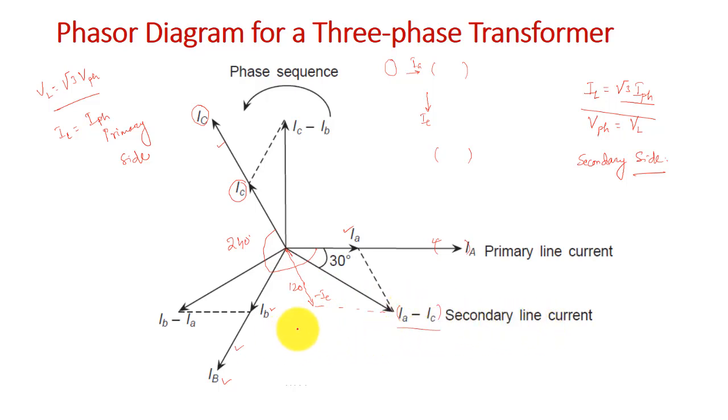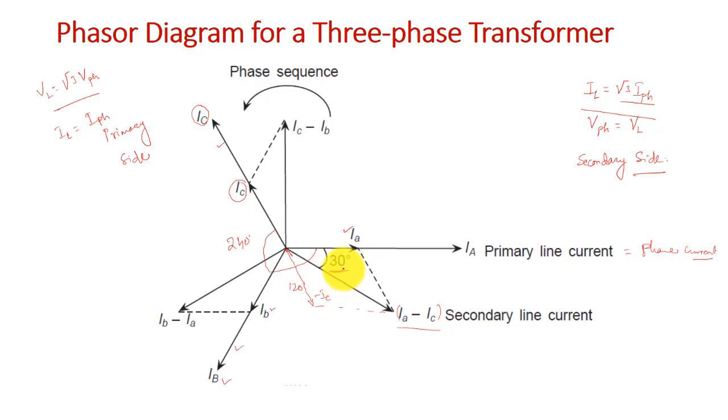Now if we compare the line current of the primary side and the line current in the secondary side, let us see. The line current in the primary side is this IA, right. This is equal to your line current, and that is also equal to the phase current, because it is in the star connected fashion. Now the phase difference between the line current in the primary side and the secondary side is 30 degrees, right.